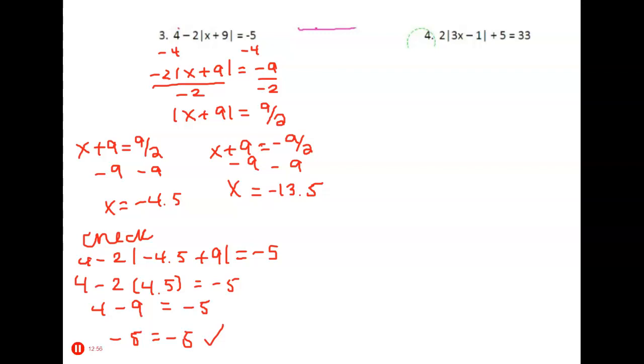Then we're going to check with the negative 13.5. So negative 13.5 plus 9 is negative 4.5. And then at this point, we get down to the same math we had before. So since the math is the exact same, you know it checks.